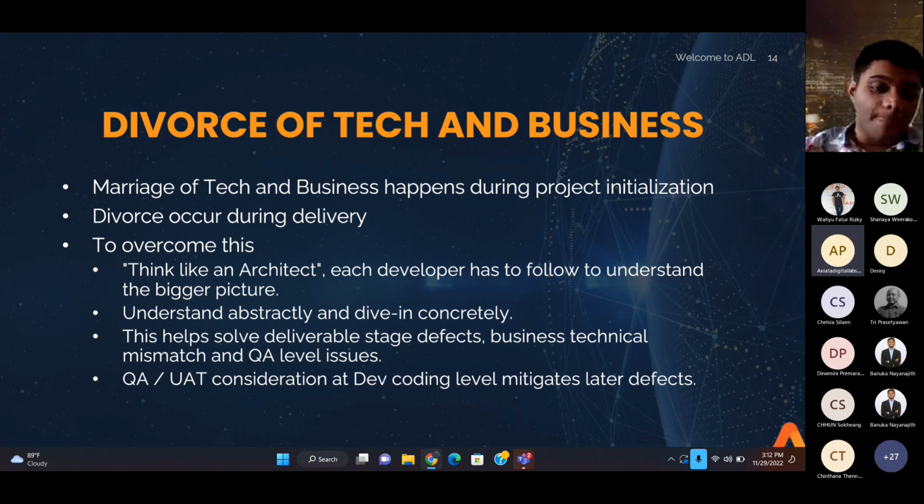Actually, business and tech solutions agree at the project initialization level, that is the marriage. But business technical mismatch and QA level issues arise during the delivery, that is where the divorce happens, between the people who are trying to create the software and the people who create the software. So QA and UAT consideration at the dev and coding level is also very important, for the mitigation of later defects.